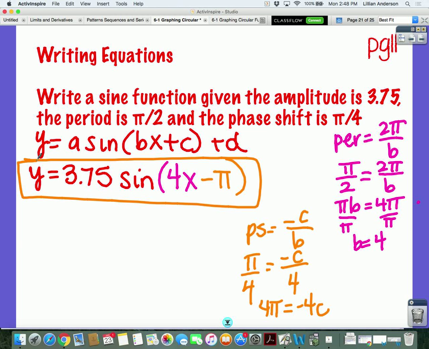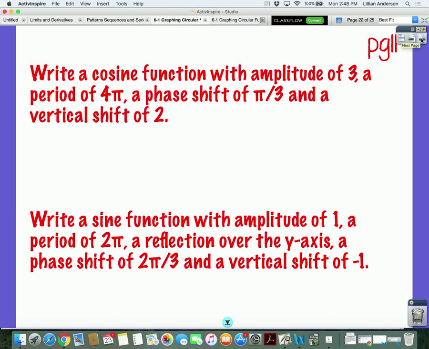But the one thing that I notice with students is that they think B is the period. It's not. B is used to find the period. Just like C. C is used to find the phase shift. Okay? Let's look at the next example. Next 2 examples. The last 2 when it comes down to writing.